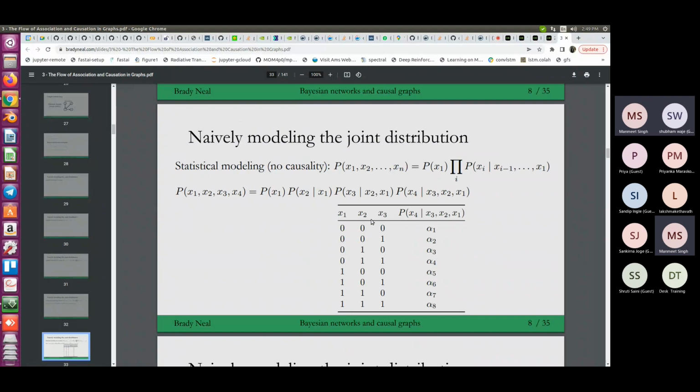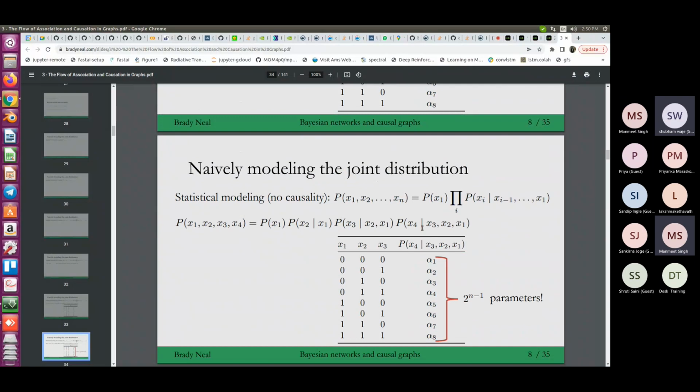It looks something like this. Okay, so you have x1, x2, x3. What will be the value of the probability of x4 given x1, x2, x3? These are all the possible outcomes of x1, x2, x3, assuming that they can only take binary values. All these numbers form the joint probability distribution of x4 conditioned on x1, x2, x3, and these will be a total of 2 raised to power n minus 1 parameters.